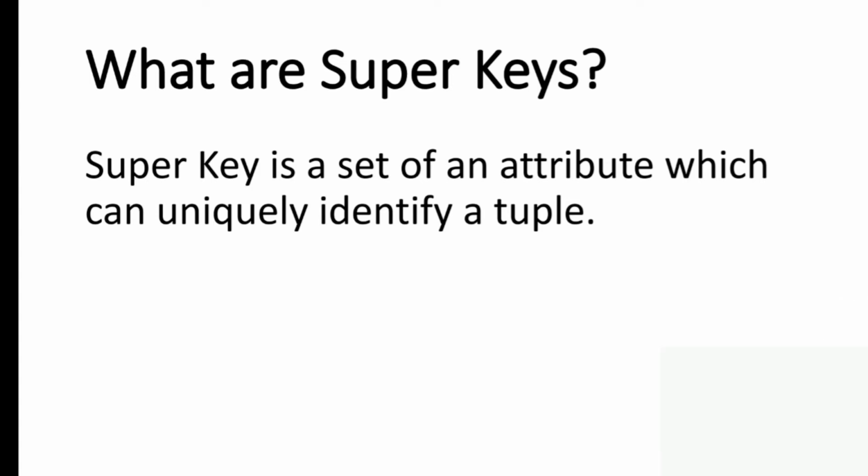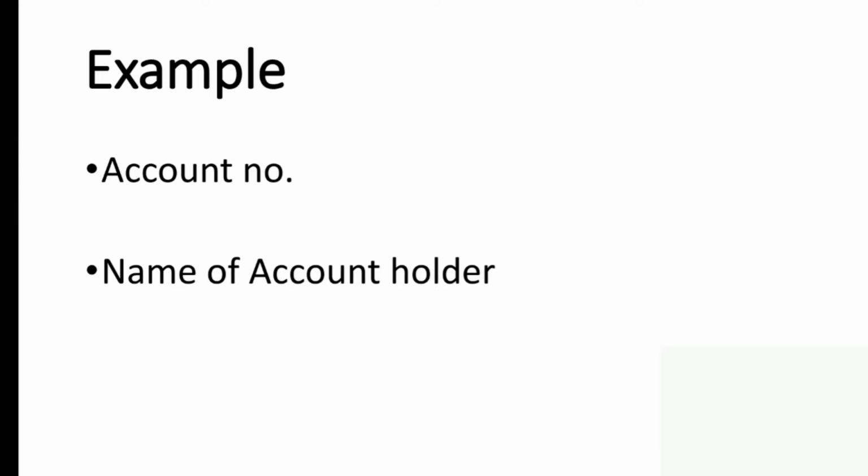First is the super key. A super key is basically a set of one or more attributes that are taken collectively that uniquely differentiates a row in any relationship. That is, it can differentiate an entity from a set of entities. Now, let's look at an example of a super key. For example, an account number.